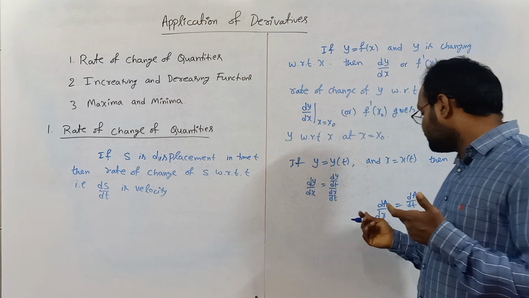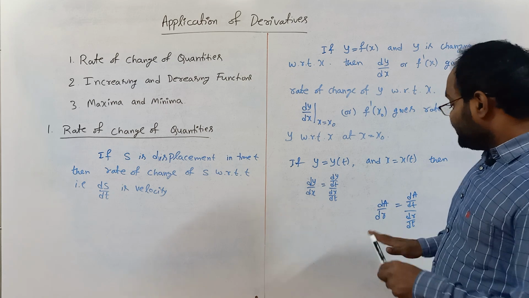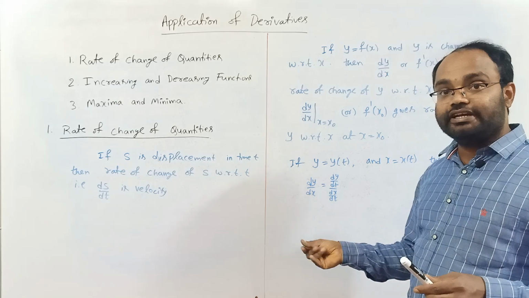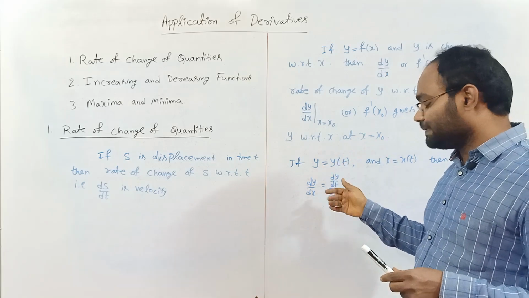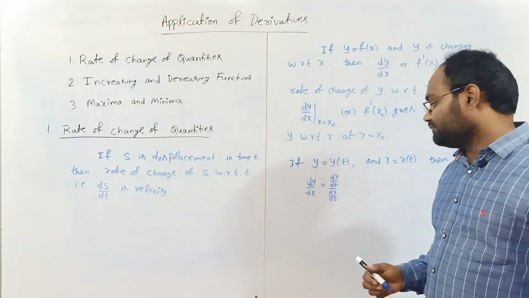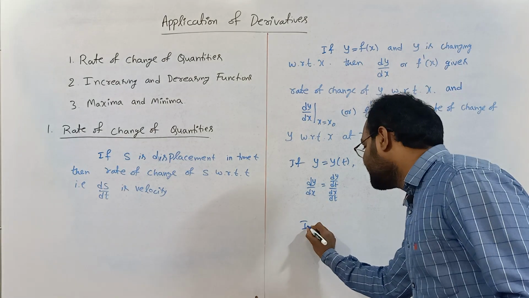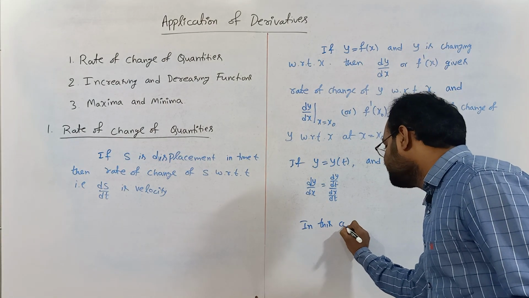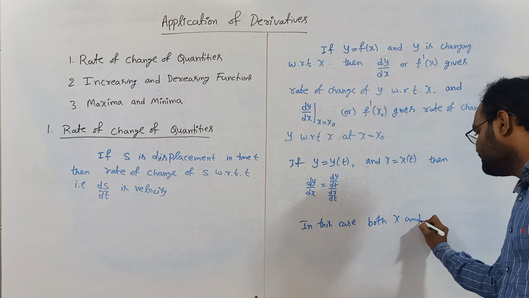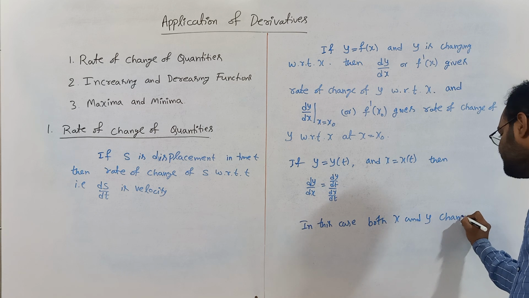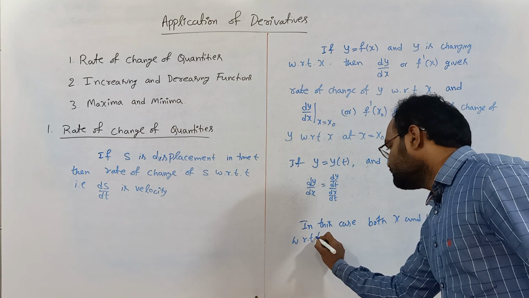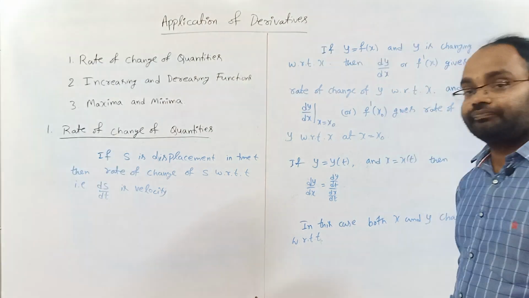So in general, what can we take? Rate of change of quantity y with respect to x can also be taken as rate of change of y with respect to x, both with respect to time, right? So that we can consider. In this case, both x and y change with respect to time, with respect to t. That's all, right?